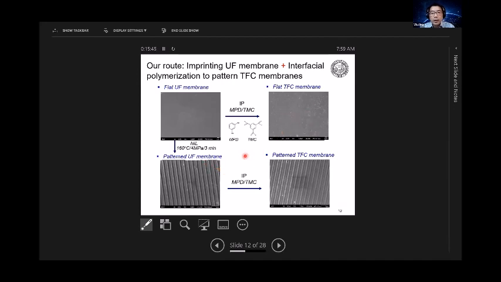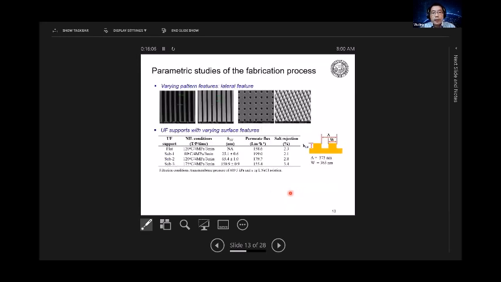Depending on the time and concentration you use, you have various roughness. It's very well known in the field, right? Now, if you're imprinting, this is a patterned UF membrane first, and then you grow the IP layer. And here's the patterned TFC membrane on top of it. We did a very systematic study of different pattern features, looking at line-space gratings, and two-dimensional pillars and pores.